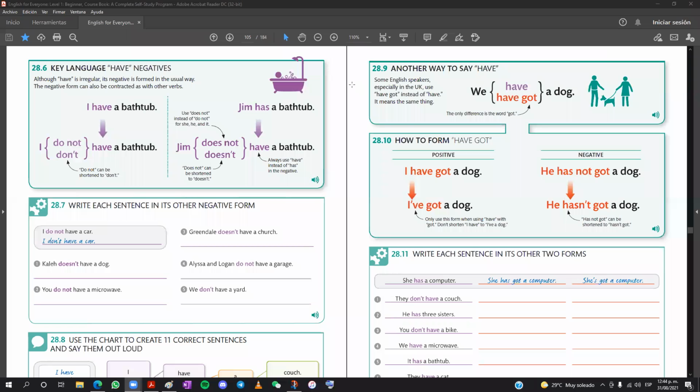Okay. A ver, la sesión pasada no la pude grabar, no sé por qué está trabajando tanto el Zoom, pero bueno, no importa.